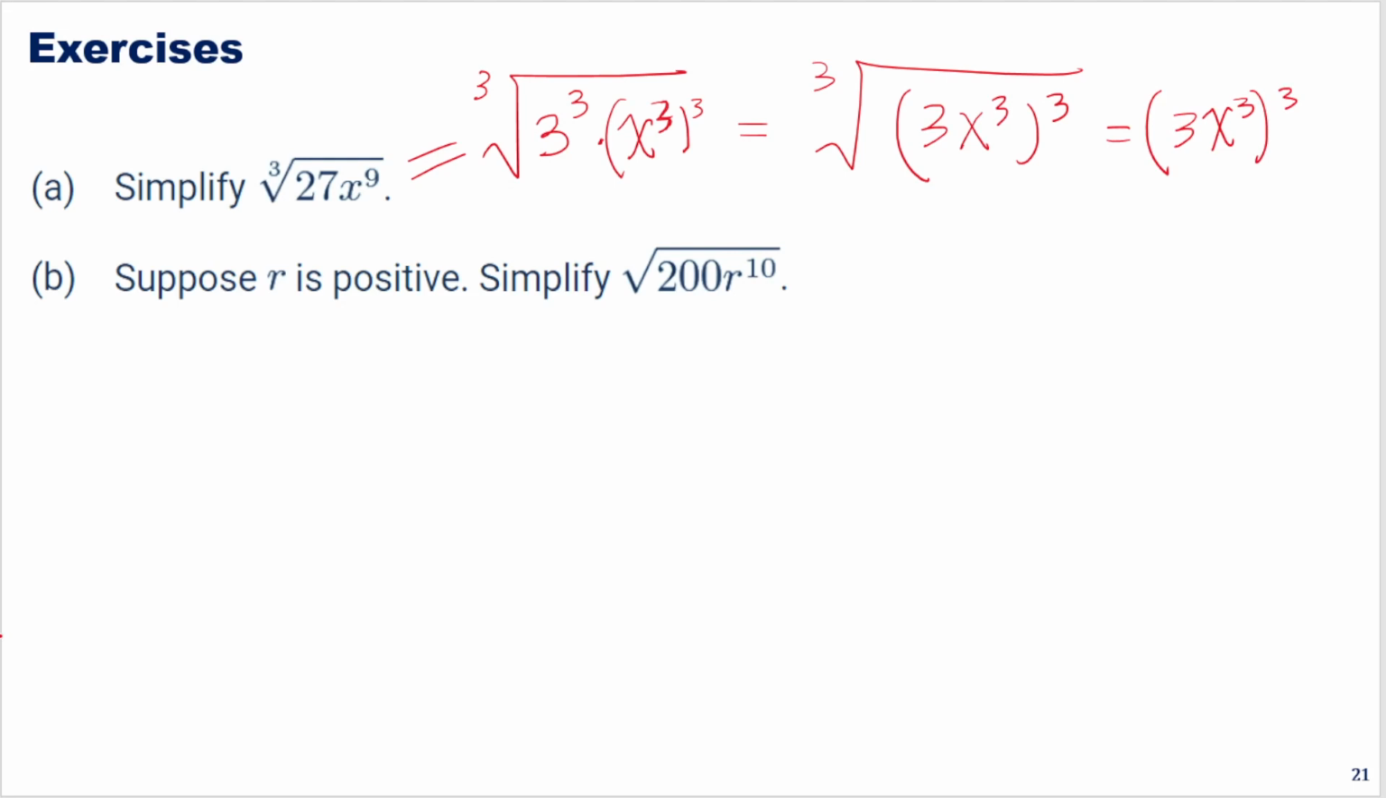Remember that the cubic root is actually raised to the power of 1/3, right? And then we'll have 3x cubed. Well, the product of these two exponents is 1, so that equals 3x cubed, right? Can you follow me?